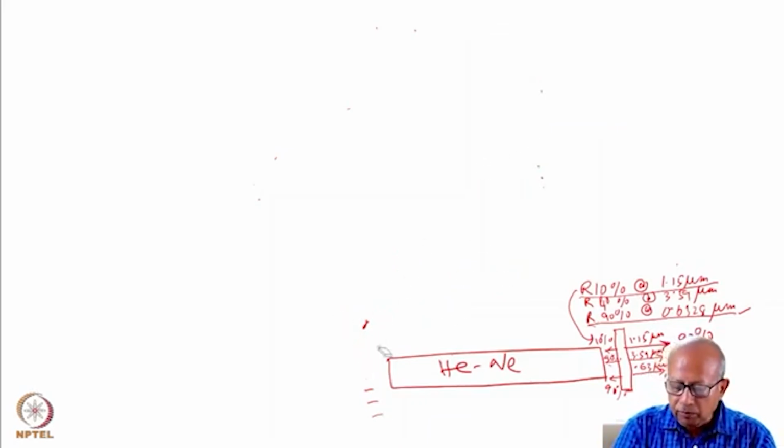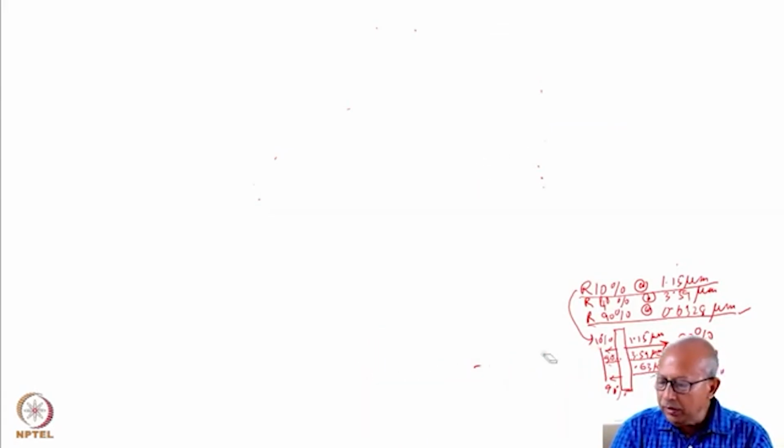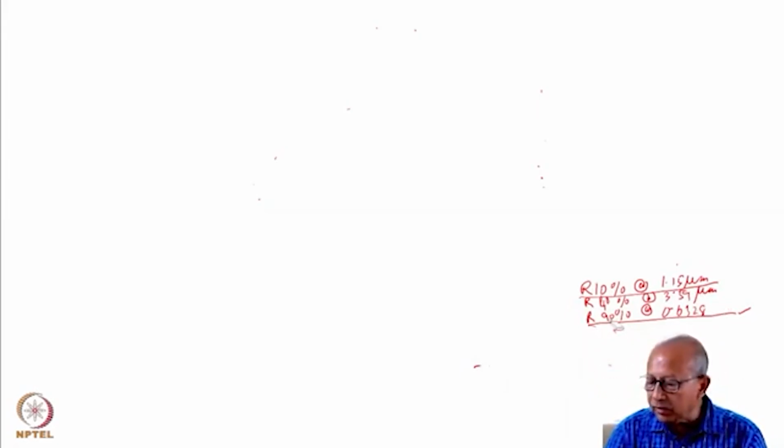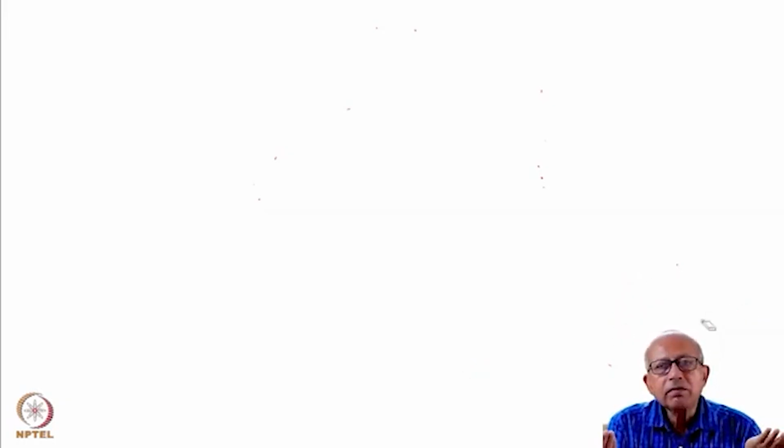Because if you increase the operating pressure, you increase the number density of the active species, that is the light emitting species, and if there are more species, you will generate more power. As simple as that.